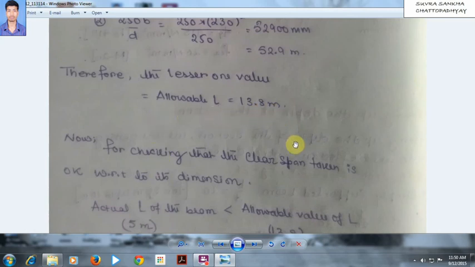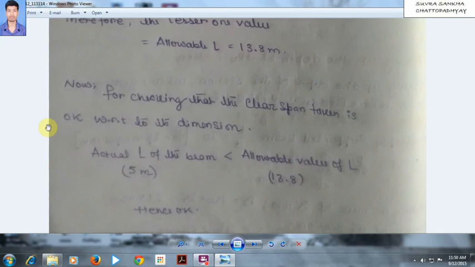Now to check that the clear span is okay with respect to the dimensions, we compare the actual L, which is given to us as 5 meter, with the allowable L, which is 13.8 meter. The actual L should be less than the allowable L, then this is okay. That means our lateral stability, lateral buckling check is satisfied for this design.